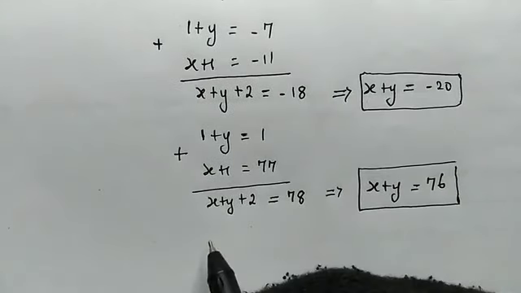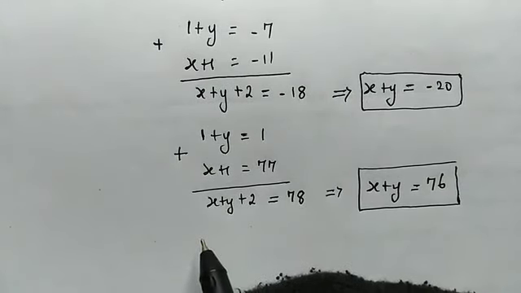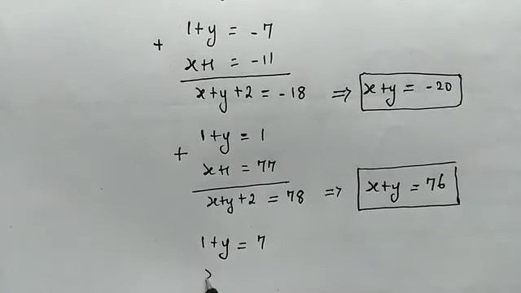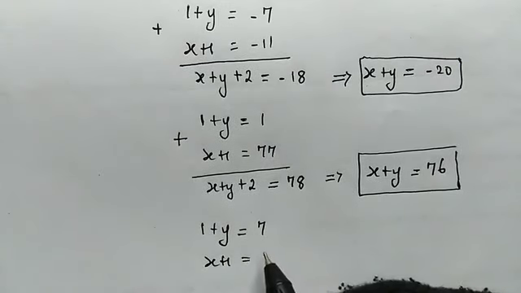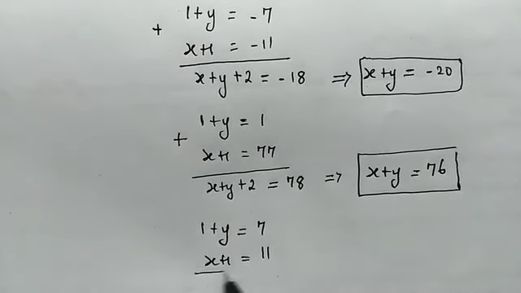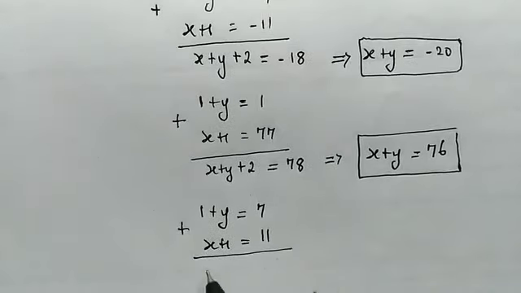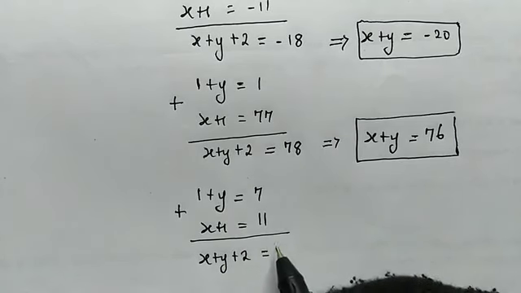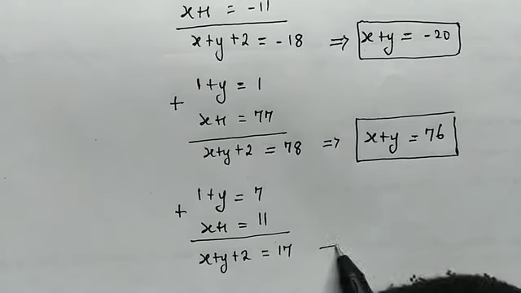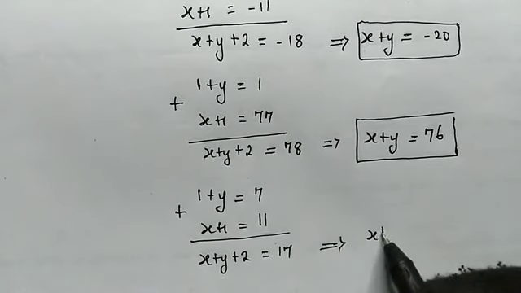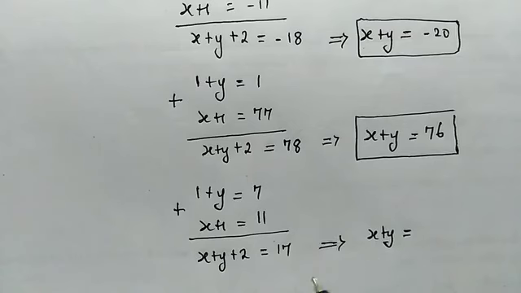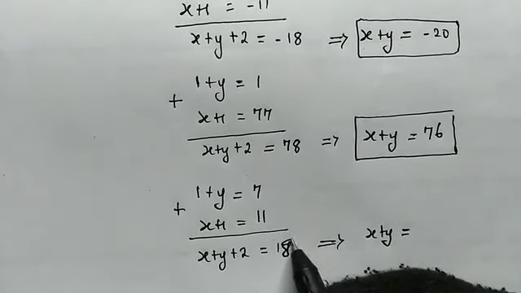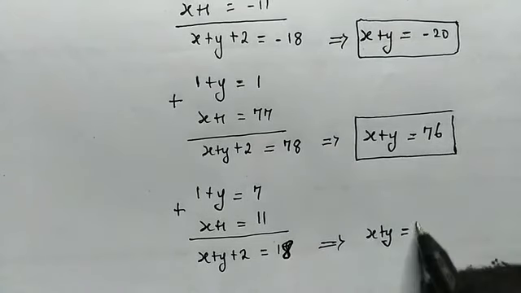And finally, we have the last factor of 77. So 1 plus y is equal to 7, and x plus 1 is equal to 11. Now let's add both equations. Remember, on the left we always have x plus y plus 2, and on the right we have 18. Subtract 2 from both sides, and we get x plus y equal to 18 minus 2, which gives us 16.